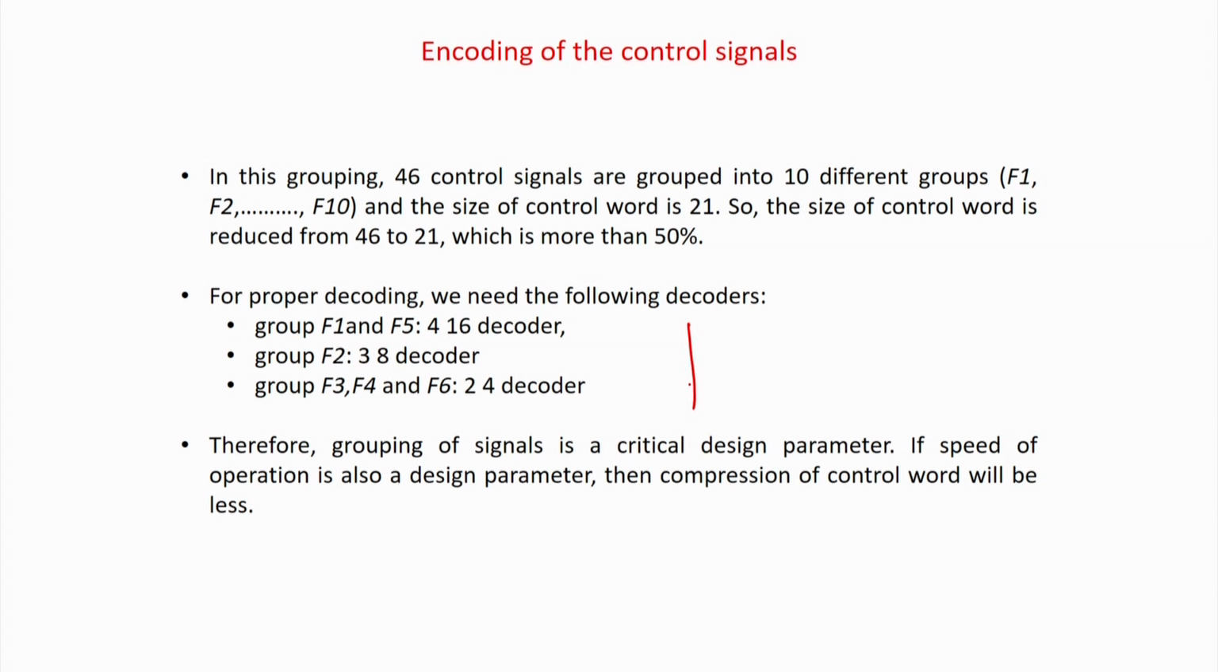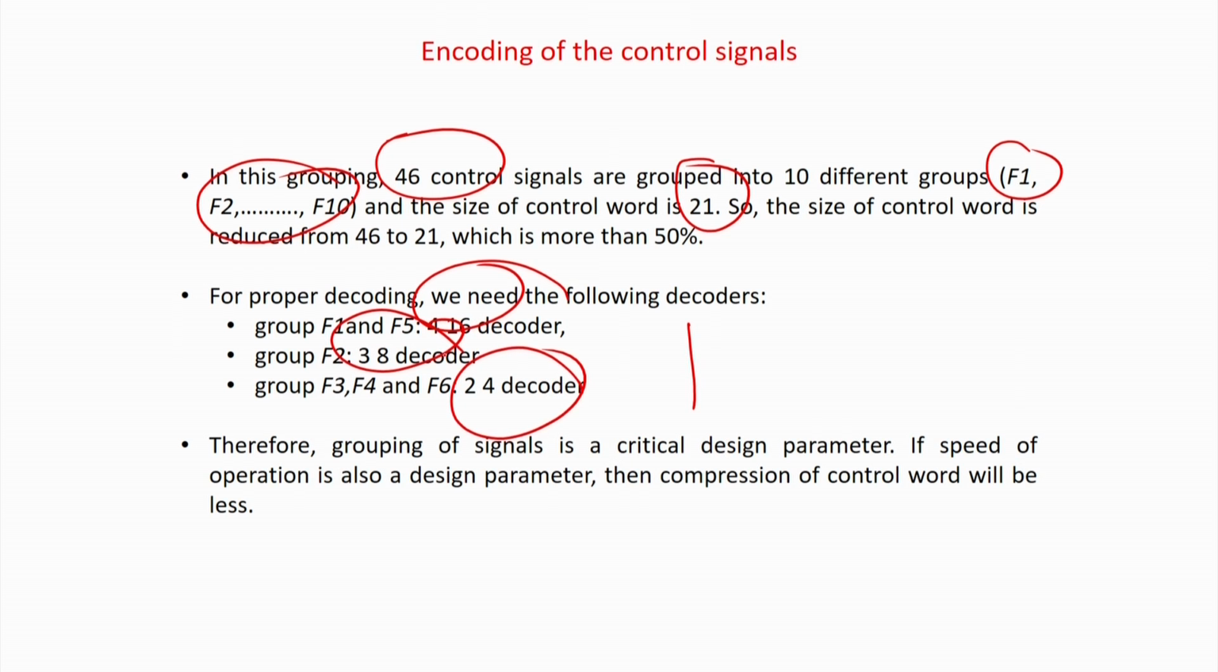So in fact, instead of 40 signals we now have a few values, and the number of words is 21, so a huge saving in space, but of course some additional things are required. We require some decoders over here also. Some decoders are required, like for some groups a 4:16 decoder, for some group a 3:8 decoder, and for some cases 2:4 decoders.